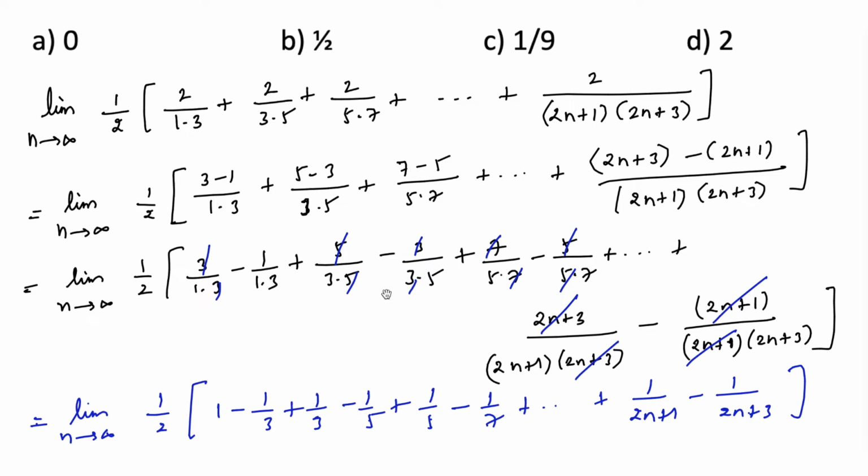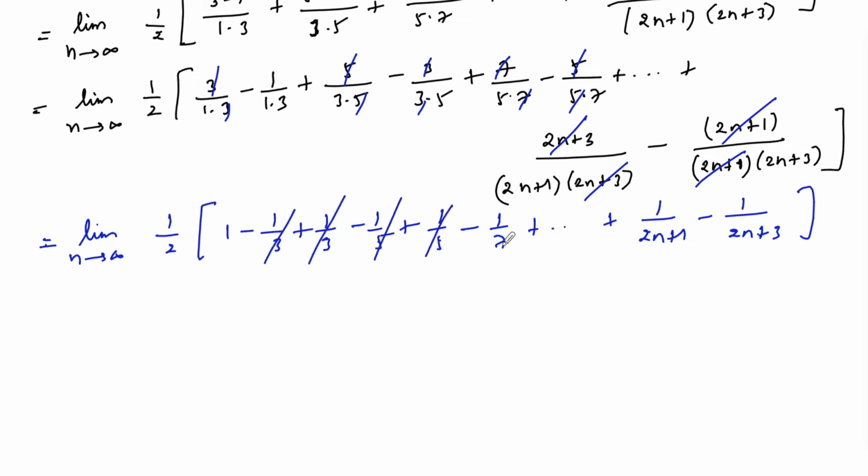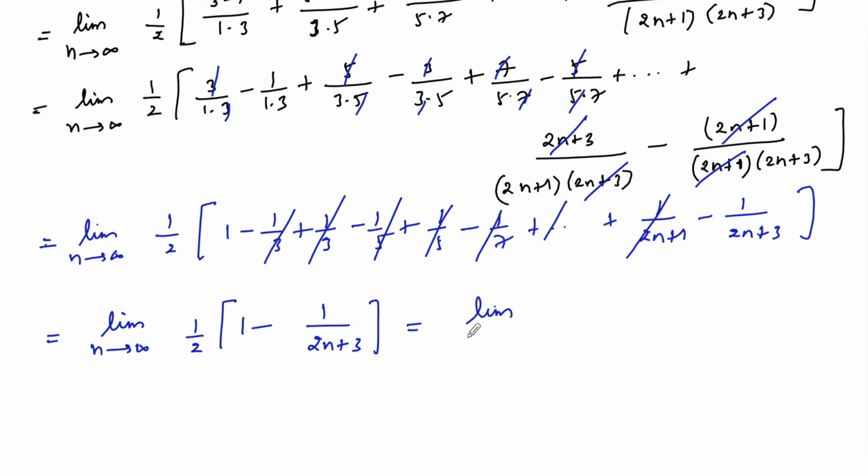So clearly we can observe that in the sum of the series, plus 1 upon 3 minus 1 upon 3 gets cancelled, plus 1 upon 5 minus 1 upon 5, similarly it gets cancelled with all the terms, and at last 1 upon (2n plus 1) will be cancelled with the term before. So we will be left with limit n tends to infinity 1 upon 2 times of 1 minus 1 by (2n plus 3), which on simplifying you can write limit n tends to infinity 1 upon 2 times of (2n plus 3) minus 1 upon (2n plus 3).